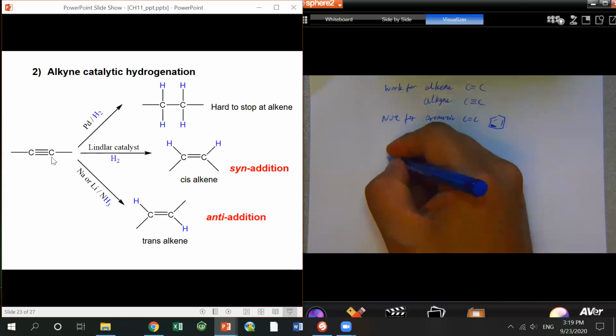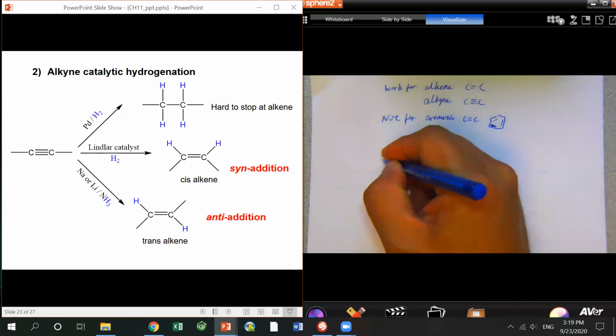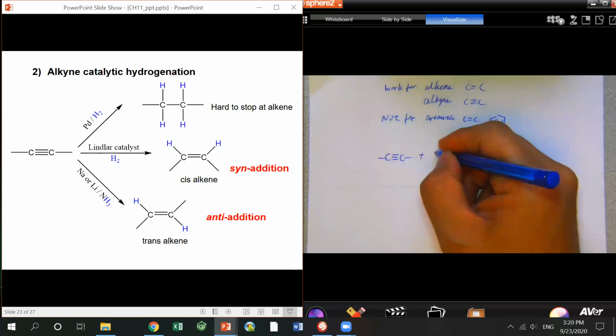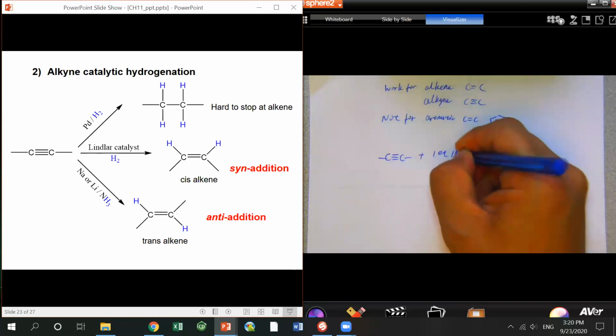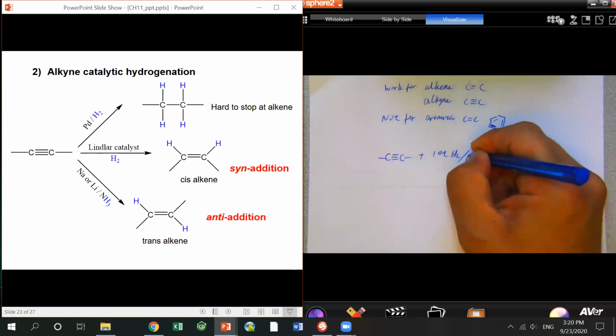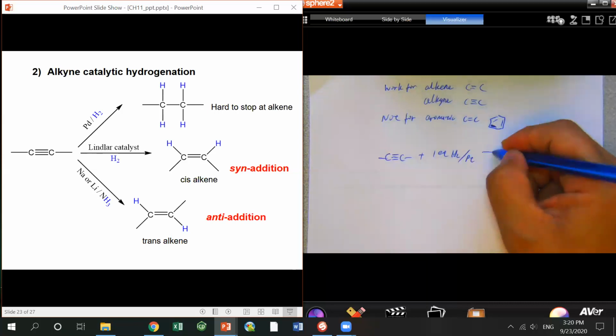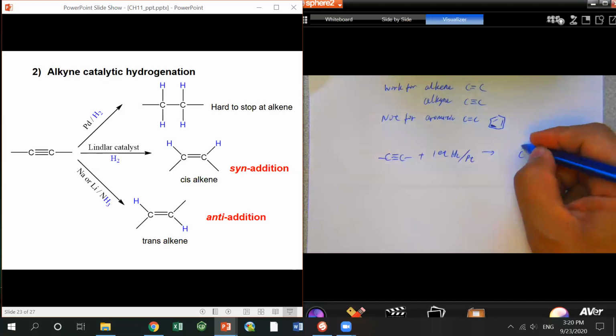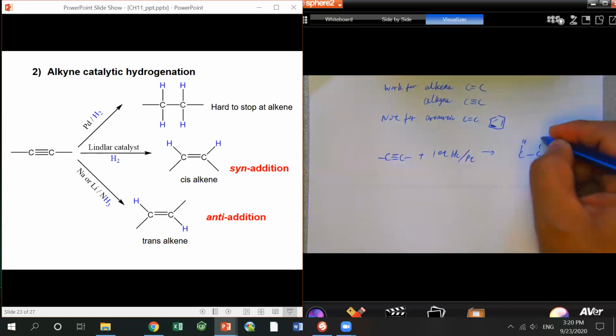So even if you use one equivalent of hydrogen, and then with nickel, palladium, or platinum, it goes straight, and you generate a product where you add two pairs of hydrogen.